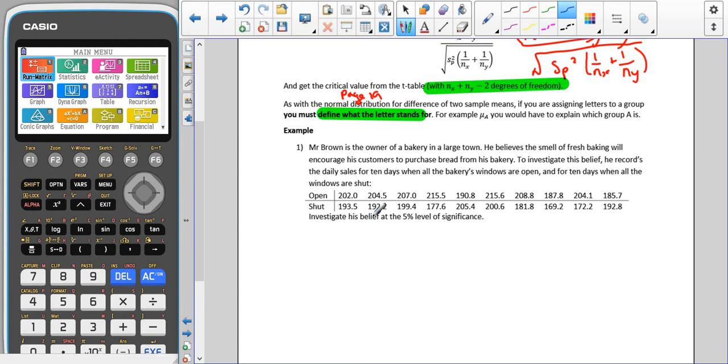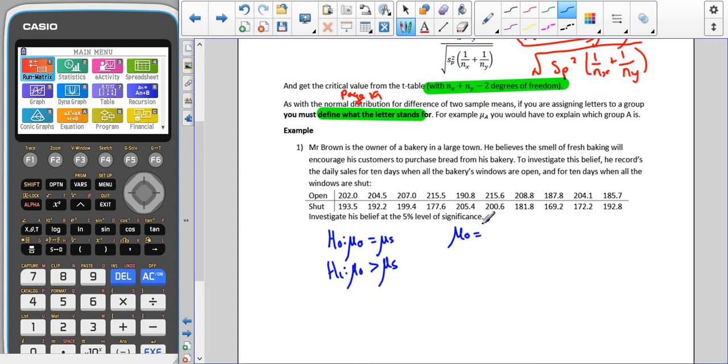So then we're trying to investigate his belief at a 5% significance level. So he believes that the smell of fresh baking will encourage customers to purchase baked bread from his bakery. So our H0 is going to be that the mean when it was open is equal to the mean when it was shut. And he believes that because the smell is going to encourage customers, that means that the mean when it is open should be more than the mean when it was shut. And we have to define these symbols.